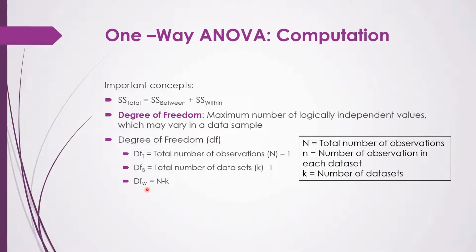Third one, degree of freedom within the group. For that, I have to subtract my total number of data sets from the total number of observations. If you remember my example, I had 3 data sets of 5 observations each. So my total number of observations was 3 into 5, 15, and the total number of data sets, 3. So 15 minus 3, my DFW would be 12. So you need to understand these two concepts to be able to calculate one-way ANOVA.